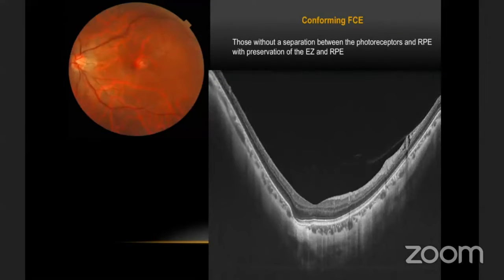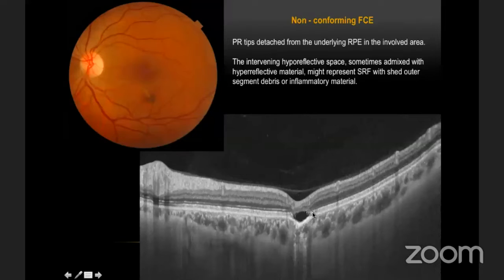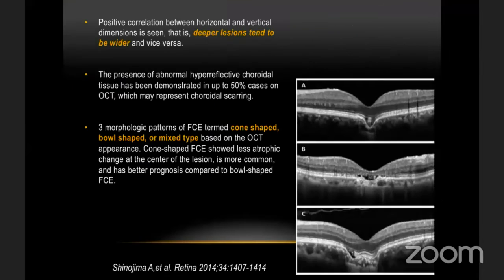So FCE are classified into 2. One is conforming FCE, when there is no separation and there is preservation of the EZ and RPE. And these are the non-conforming, where there is a separation of the photoreceptor tips from the underlying RPE. And here you get a hyporeflective space, which sometimes might have hyporeflective material, and it may represent SRF with shed outer segment debris or inflammatory material.